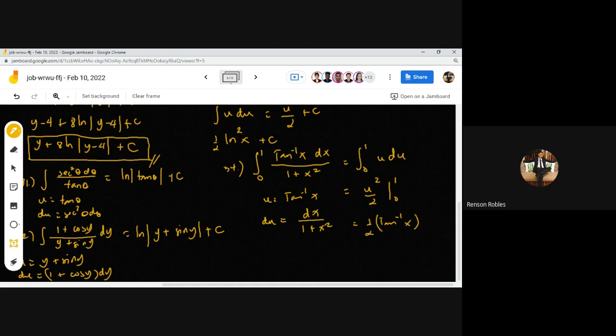This was given in the problem set. Babaguhin ko na lang yung problem set. Squared, evaluated from 0 to 1, equals 1/2 arctangent 1, then squared, minus 1/2 arctangent 0. You know that arctangent 0 is 0, and arctangent 1 is pi over 4. You have 1/2 times pi squared. So that's pi squared over 2.